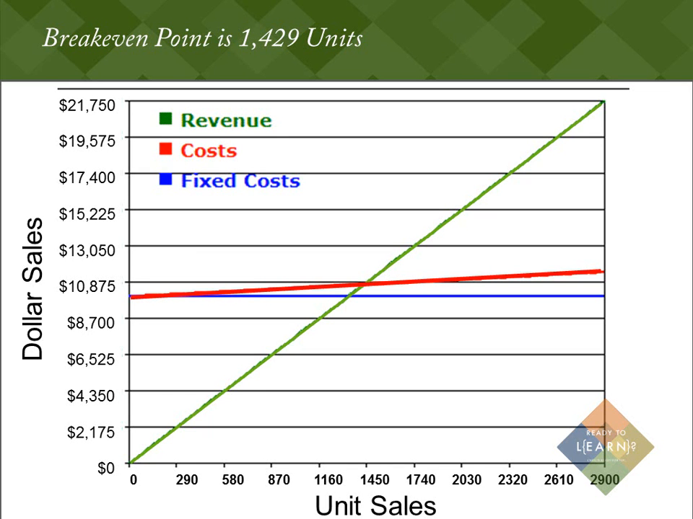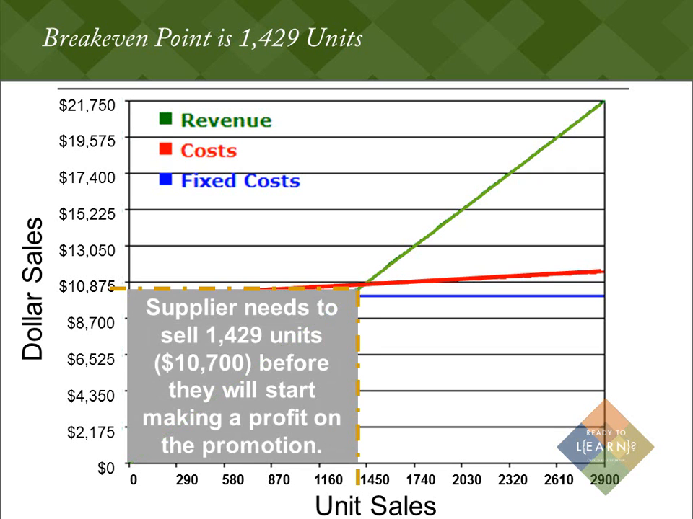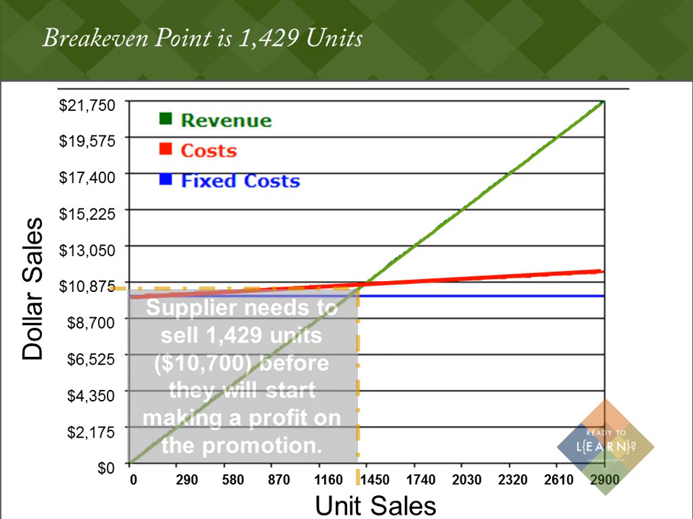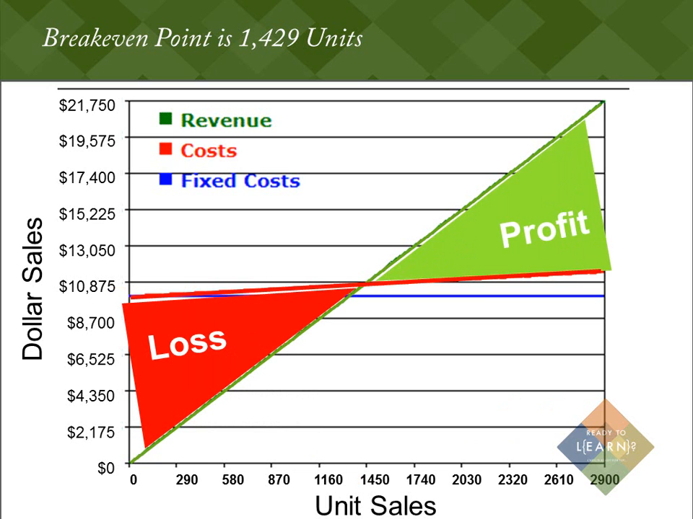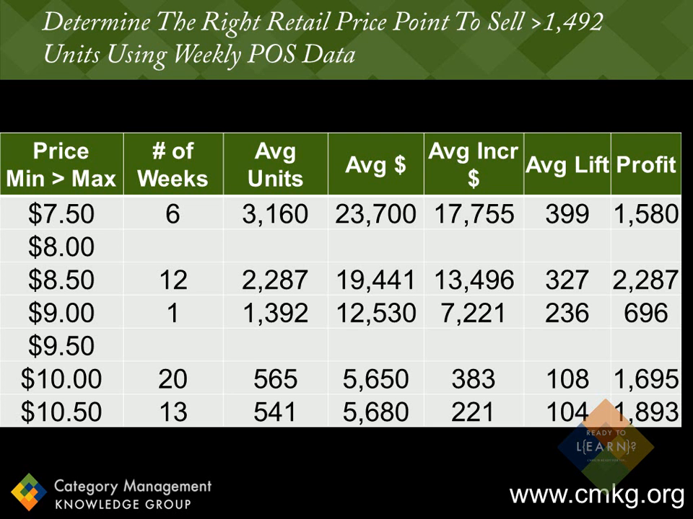When I graph the revenue and costs, my break-even point is where the revenue and costs intersect at the red and the green lines. So the supplier needs to sell 1,429 units, generating $10,700 in sales, before they'll make a profit on that promotion. Now the supplier needs to figure out the right price point to recommend to the retailer to sell a minimum of 1,429 units on this product.